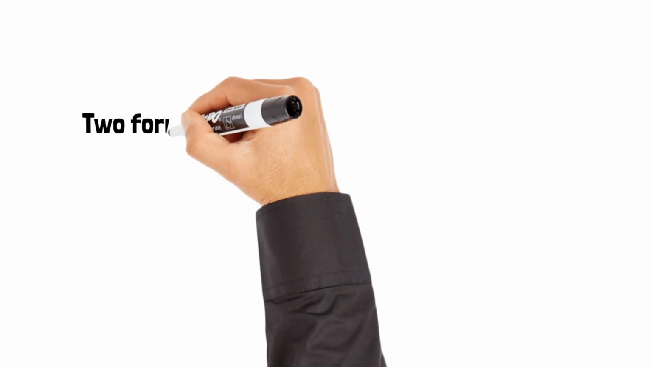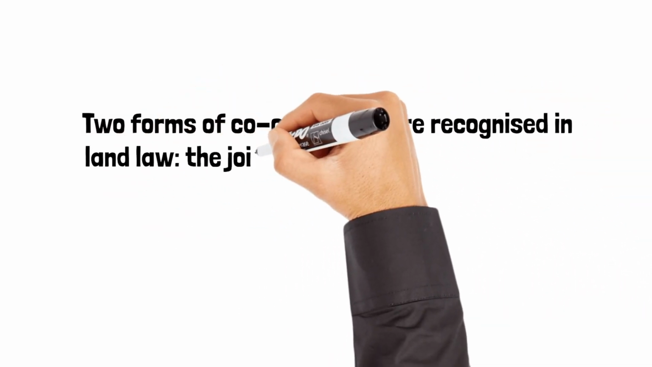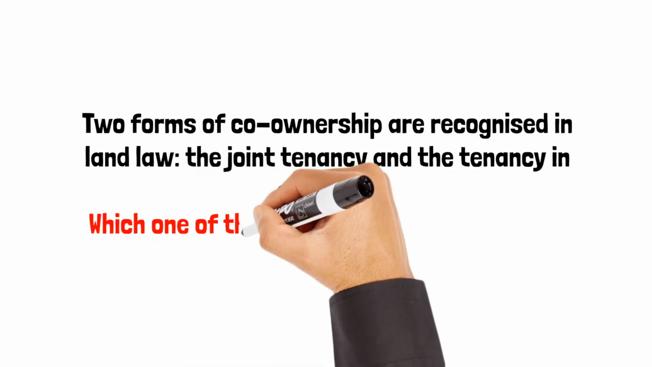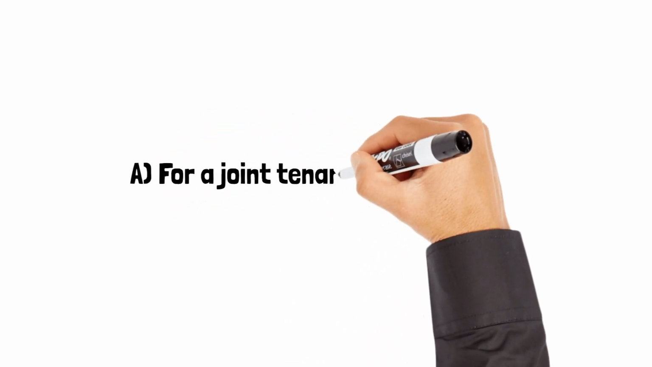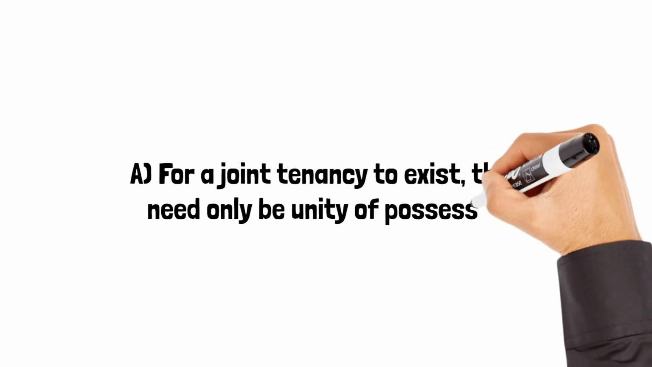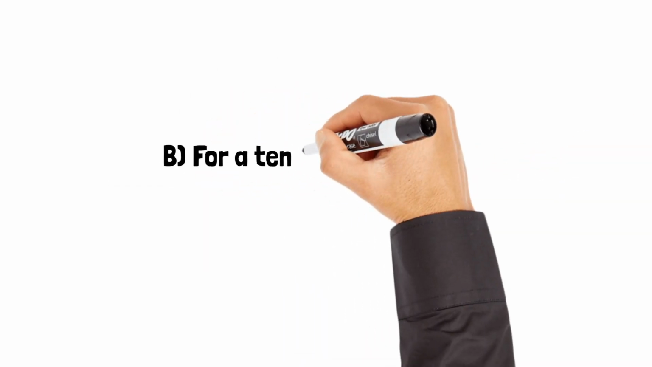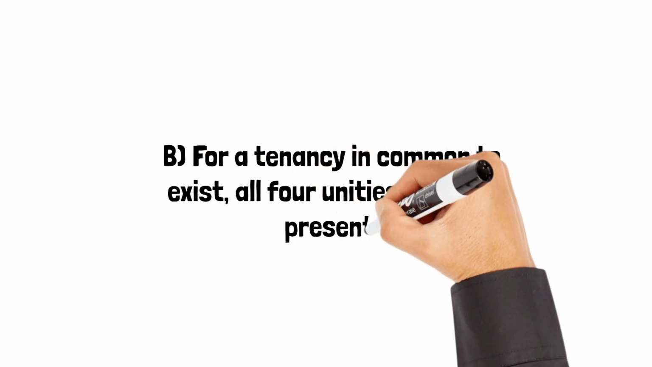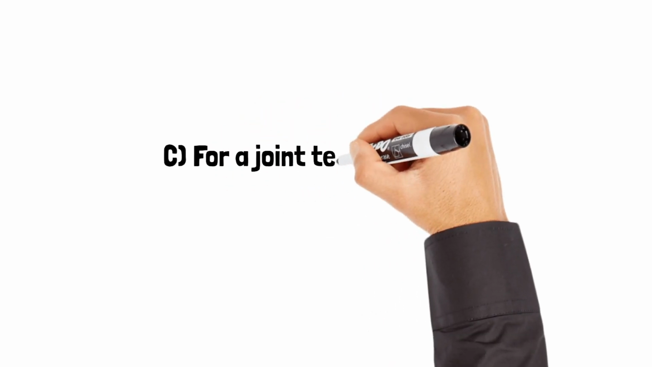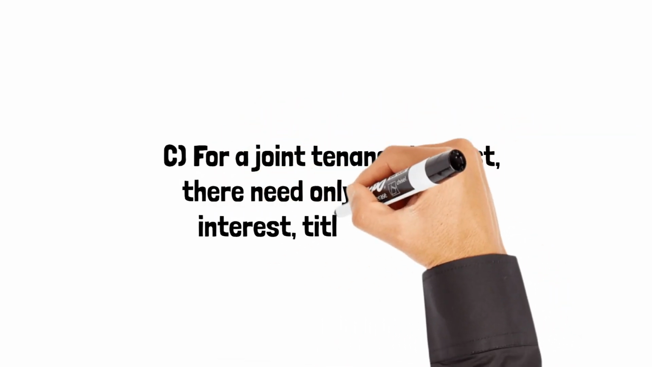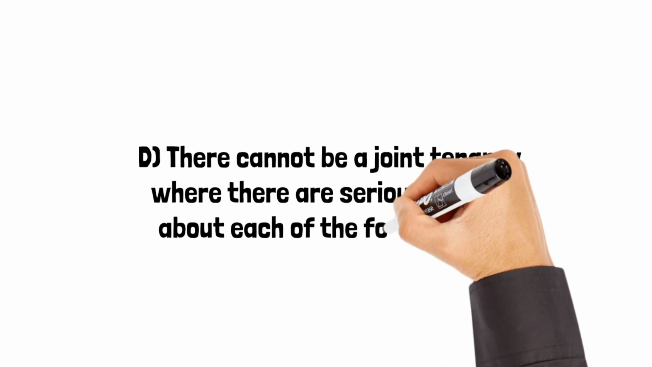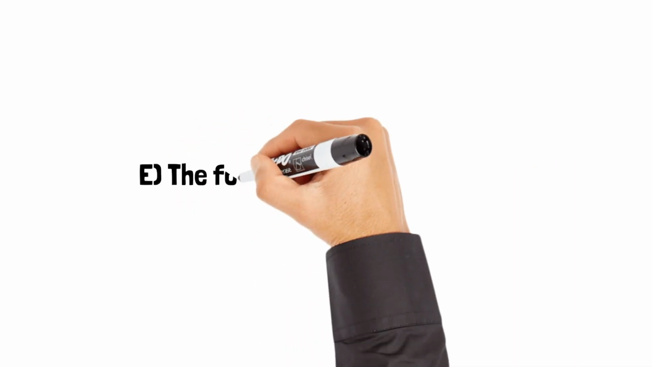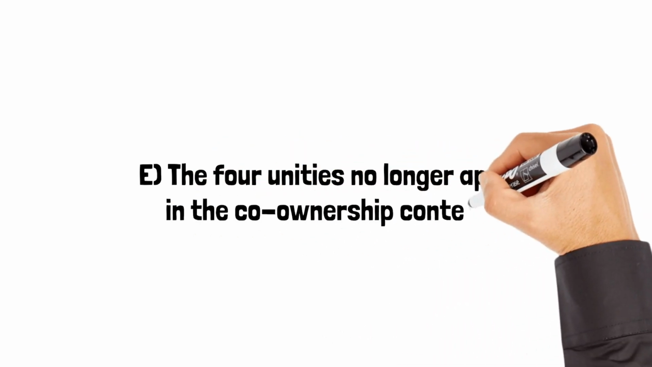So let's consider a question of the kinds that you could get in the SQE exam on this subject. Two forms of co-ownership are recognised in land law, the joint tenancy and the tenancy in common. Which of the following statements about them is correct? A: For a joint tenancy to exist, there need only be unity of possession. B: For a tenancy in common to exist, all four unities must be present. C: For a joint tenancy to exist, there need only be unity of interest, title and time. D: There cannot be a joint tenancy where there are serious doubts about each of the four unities. E: The four unities no longer apply in the co-ownership context.